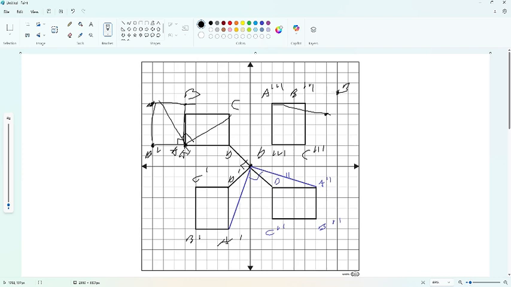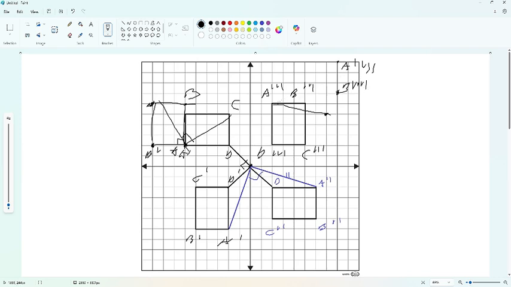A would be, let's see, here. Now 3 units. Would that look like 3, 1? No, no, no. 3, 3. So if this was 2, like this, then this would be 5, 1. So 5, 1. This is A prime prime prime.